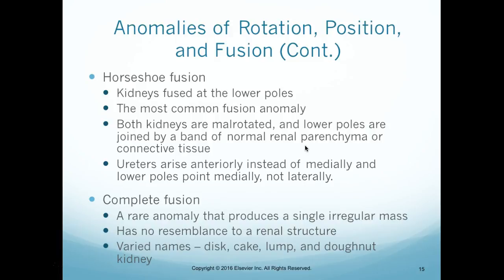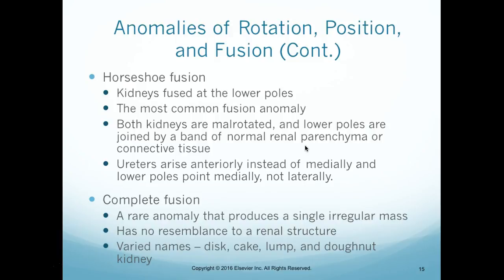The kidneys are on the right and the left, but the bottom poles are fused. So the kidneys are malrotated, and the lower poles are joined by a band of normal renal parenchyma or connective tissue. Ureters arise anteriorly instead of medially. And the lower poles point medially instead of laterally.